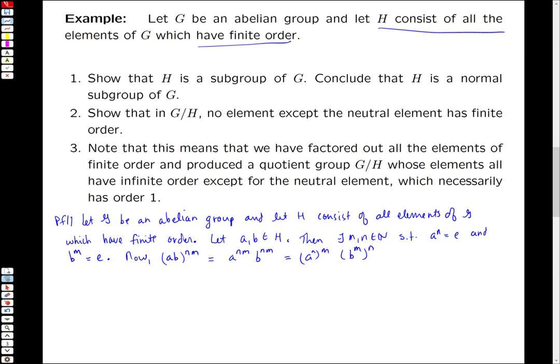But what is A to the N? E. So we have E to the M. And what is B to the M? E. So E to the N. What is E to the M? So that gives us E. Thus, AB has finite order and is therefore in H. So H is closed under the operation.